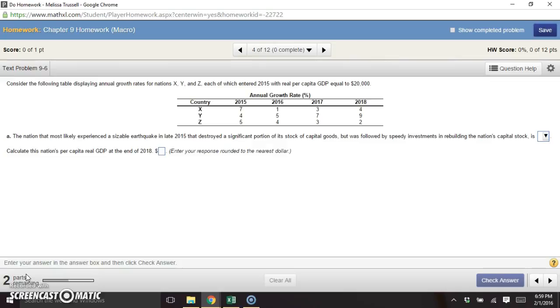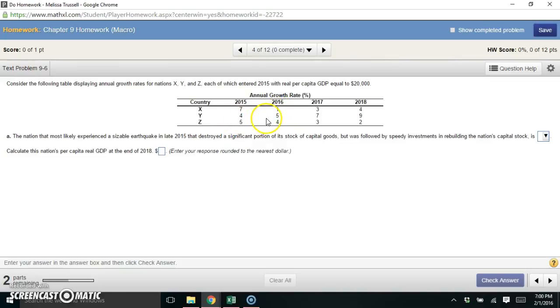So we're looking for a country that was growing at some rate, and then after 2015, the growth rate drops sharply. And then we see it start to climb back up after these speedy investments in rebuilding begin to occur. So it looks like from the table here that we're talking about country X, because country X was growing at an annual growth rate of 7 in 2015, and 2016 dropped sharply down to 1.